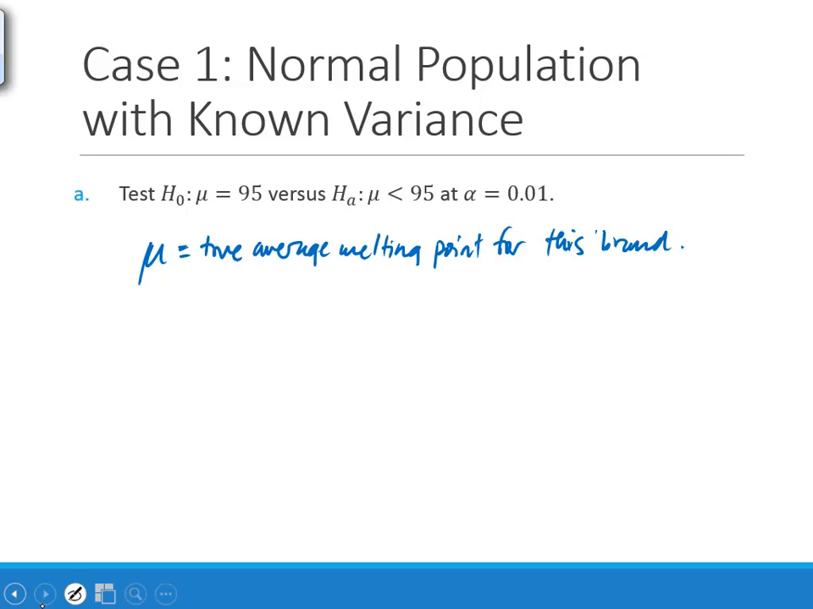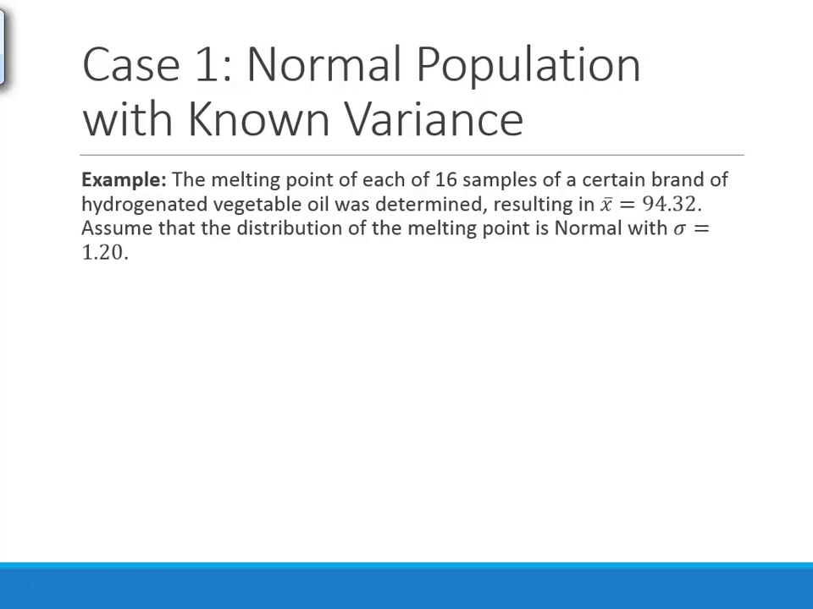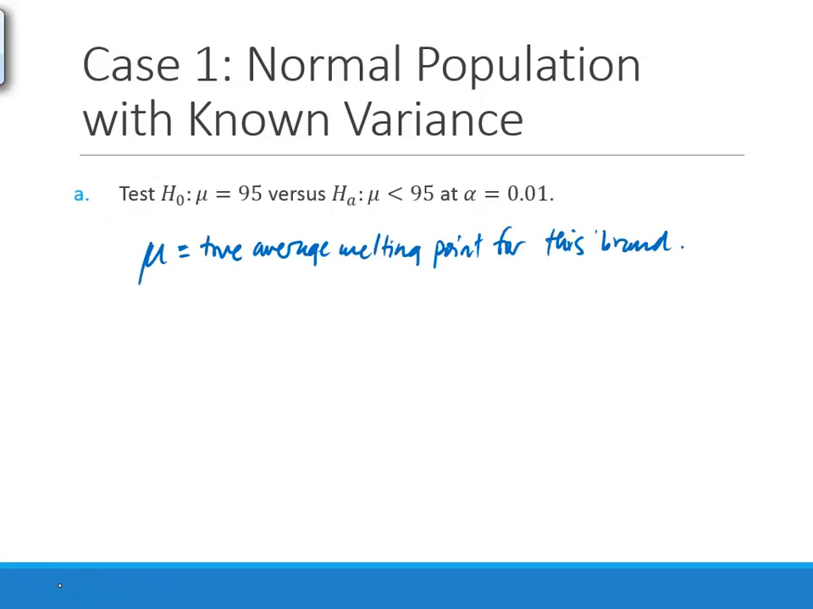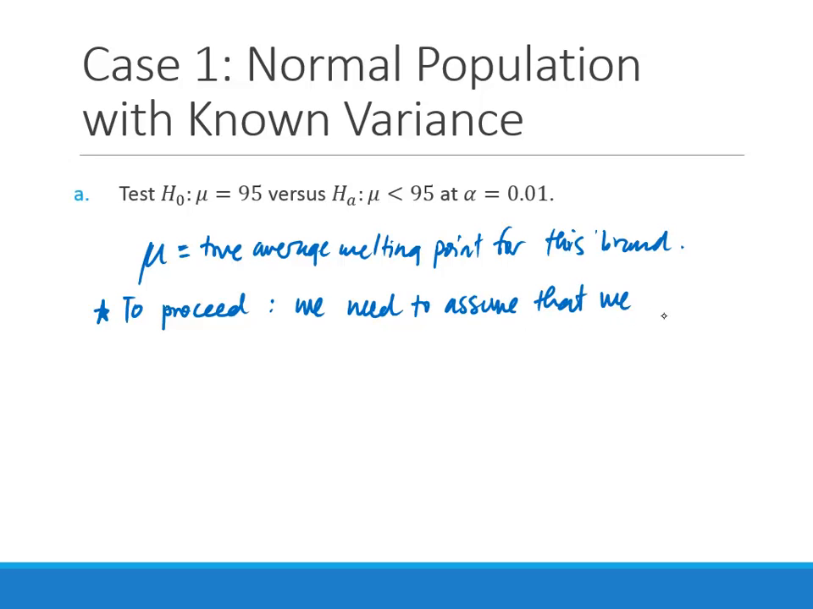So are we told anything about the nature of our sample here? Doesn't say. So it's not stated that it's a random sample. So if we want to proceed here, we have to assume that it is. So we're going to make the assumption that we have a random sample here.